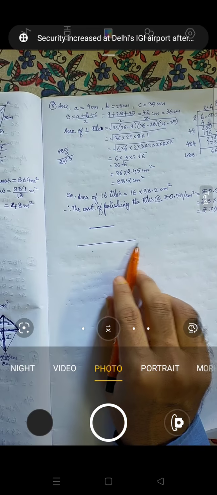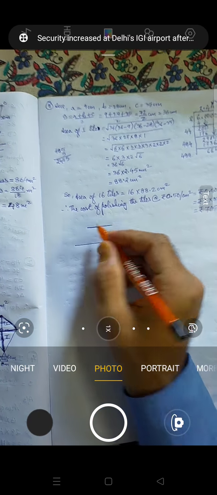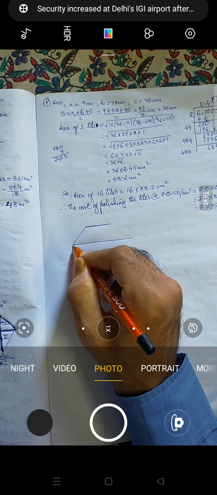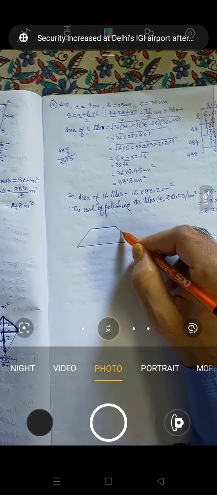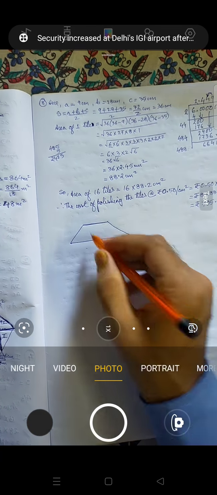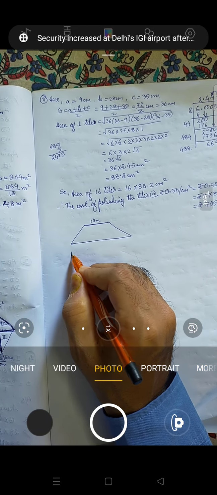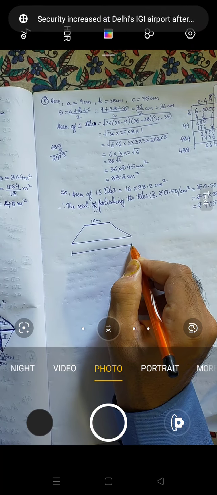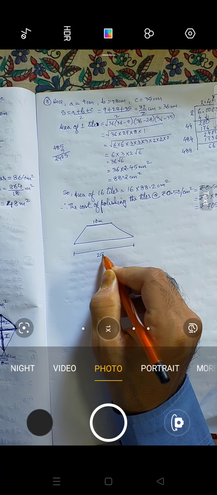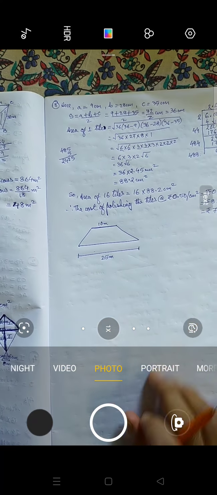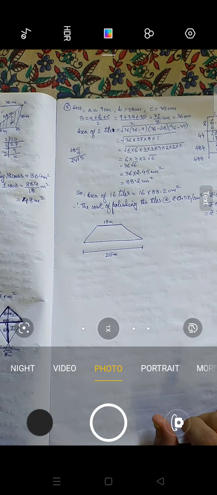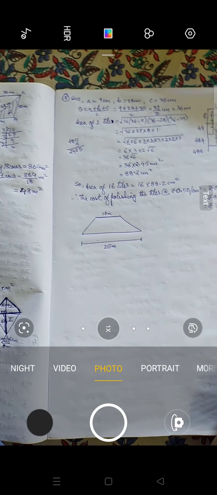So this is 25 and this is 10. Now I will join this one. These are the non-parallel sides. So this is 10 meter, and from here till here it will be 25 meter. You just check it. First let me draw the diagram and then you can draw it on your own.